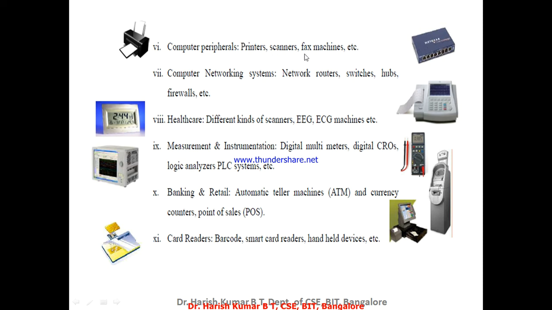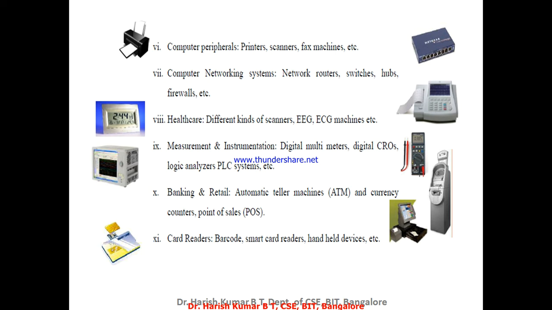embedded systems, scanners, fax machines, everywhere it is there. And networking systems, when I take the network routers, switches, hubs, firewalls, you'll find embedded systems. And many of the healthcare devices, say for example, many scanners, EEG, ECG machines, these are all based on embedded systems. And measurement and instrumentation, say for example, digital multimeters, which I've used in the previous semester, is also an embedded system, because it has the microcontroller, the microprocessor inside it.